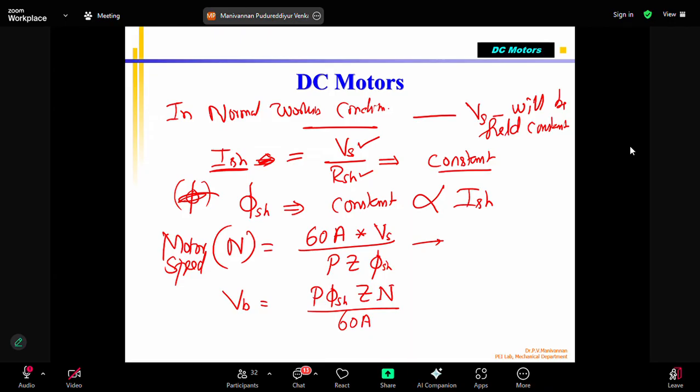It will not be one single coil. There will be n number of coils as one bunch. That is called one parallel path. And in a bigger motor, if you want kilowatts, megawatts, you will have multiple bunches of coils connected in parallel and supplied the same voltage. So that is called the number of parallel paths.